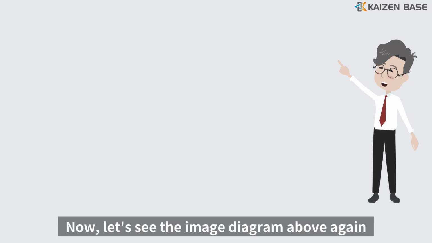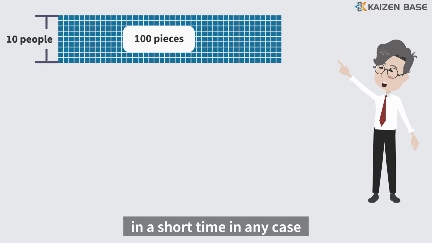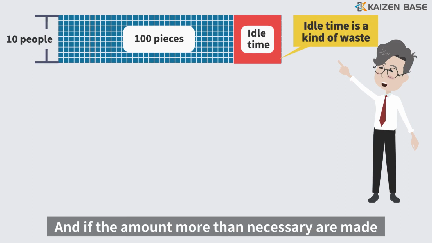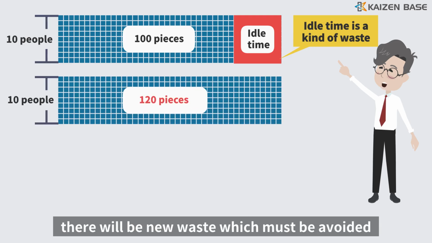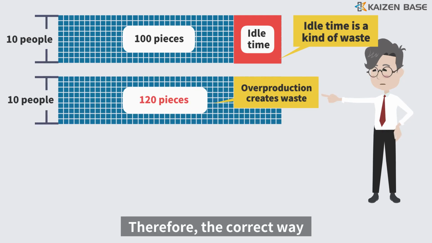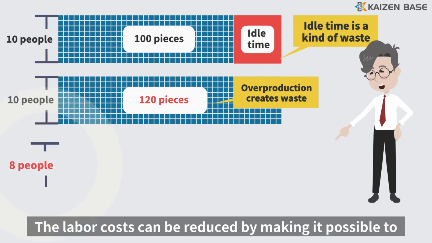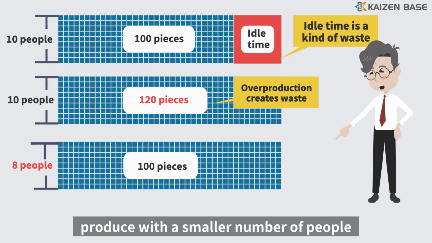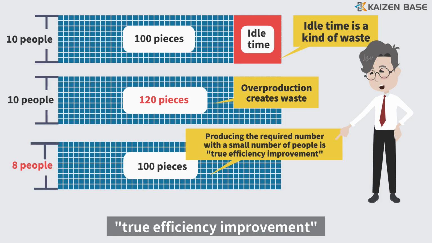Now, let's see the image diagram above again. The approach of trying to finish the production in a short time in any case will only create a kind of waste, the idle time, and if the amount more than necessary are made, there will be new waste which must be avoided. Therefore, the correct way is to produce the required number with a small number of people. The labor costs can be reduced by making it possible to produce with a smaller number of people than the original arrangement, which should be considered as true efficiency improvement.